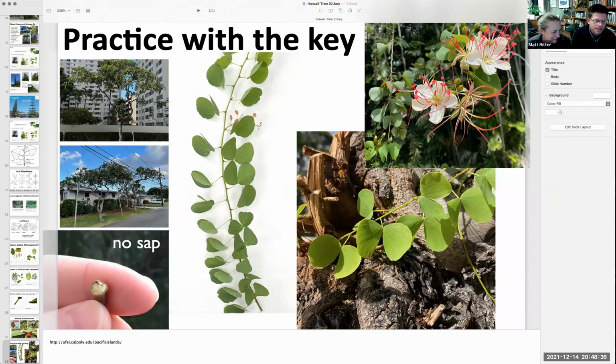And with this key, we've mostly focused on leaves. The reason why is because the flowers may be there, they may not be there when you're trying to identify a tree. It's very frustrating if all you have in an identification key is a flower to go off of, and you walk up to the tree and it's not in flower. So we've really tried to emphasize vegetative features.